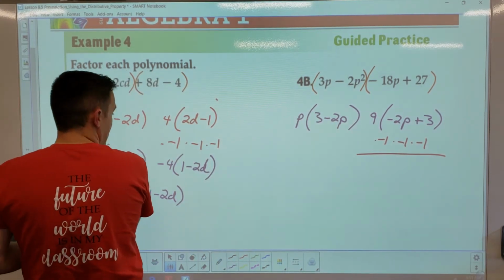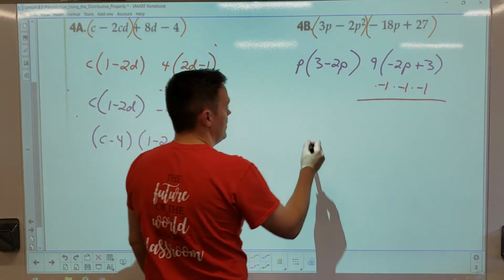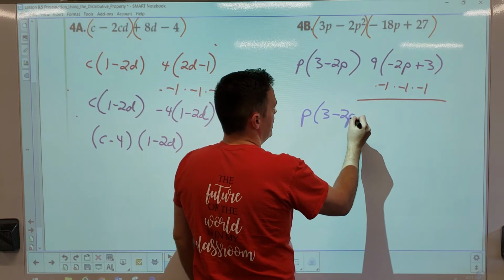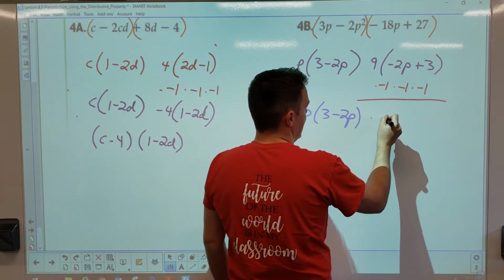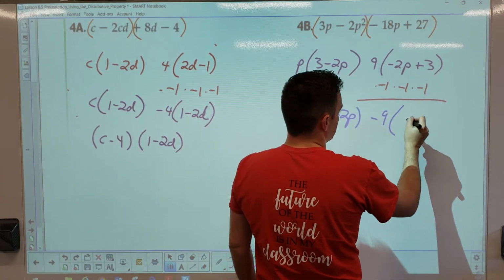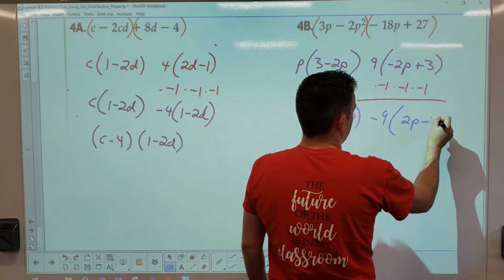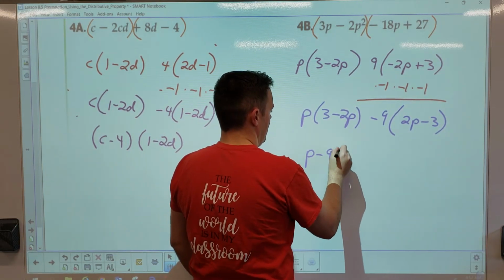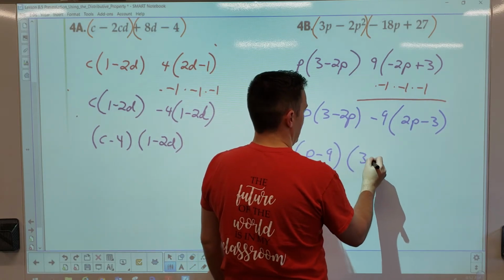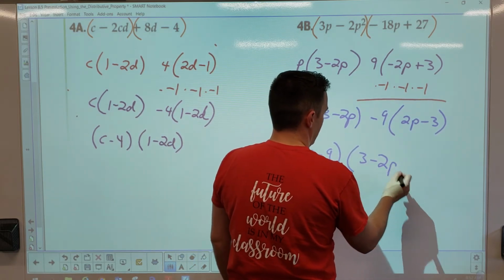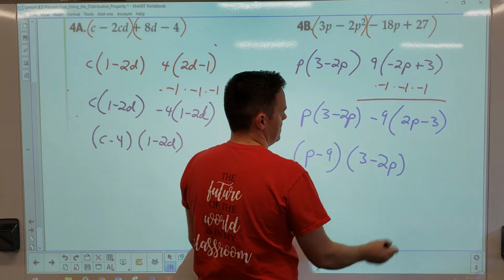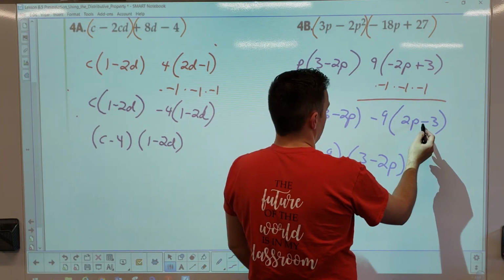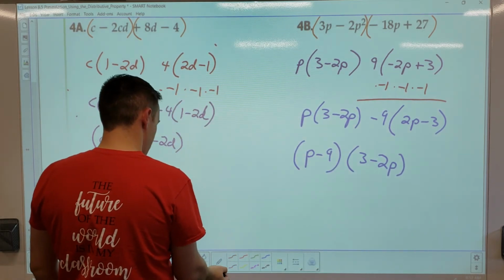When you set it up now, p 3 minus 2p, this would then be a -9, and this would be 2p minus 3. So your setup at the end would be like that. Okay, so whoops, I wrote this wrong. Maybe 3, sorry. Let me rewrite that.